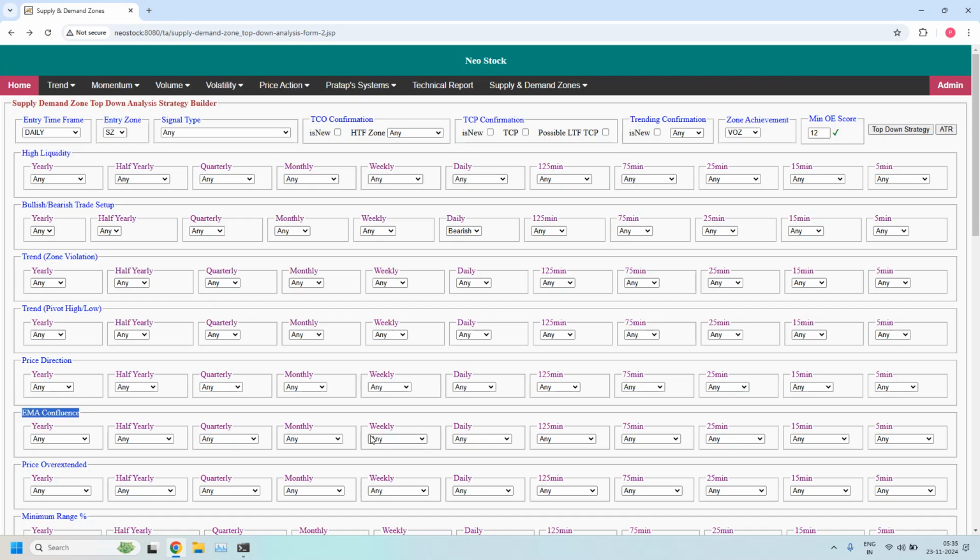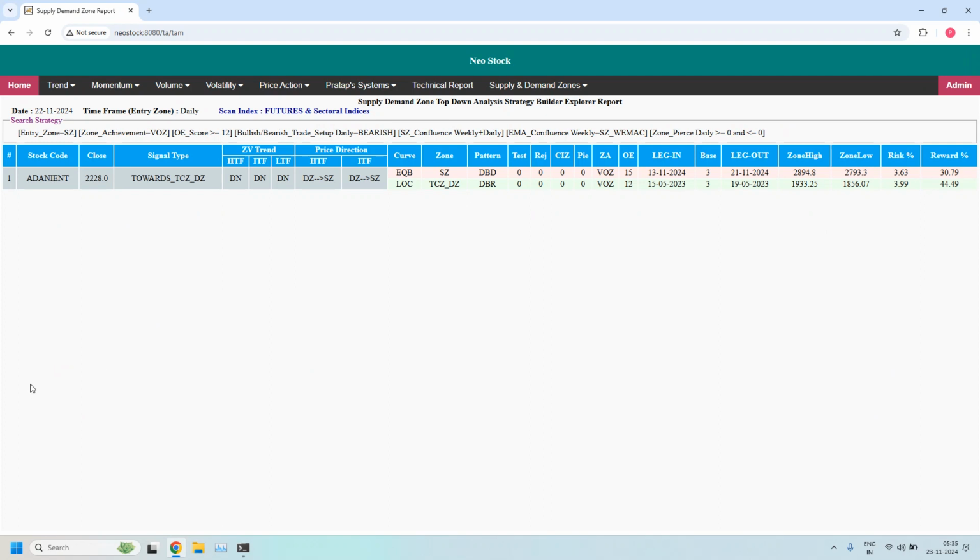In the EMA confluence, weekly time frame, weekly supply zone having weekly EMA confluence filter is enabled. With this filter, we got 1 stock. It is even more high probability setup supported stock.